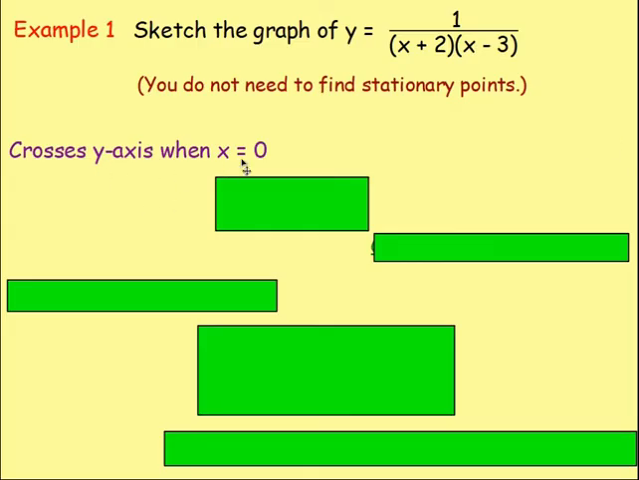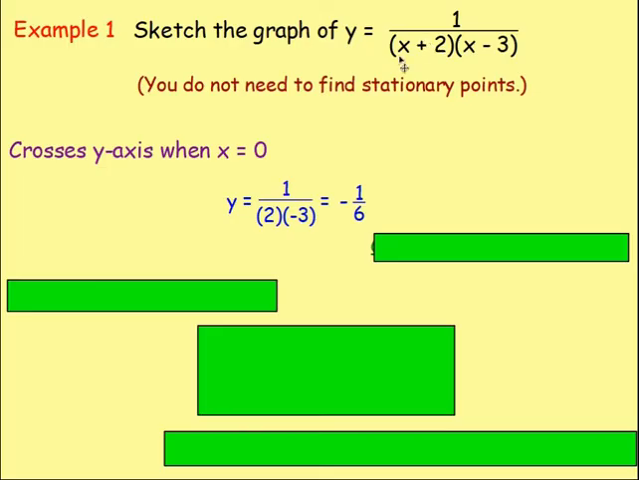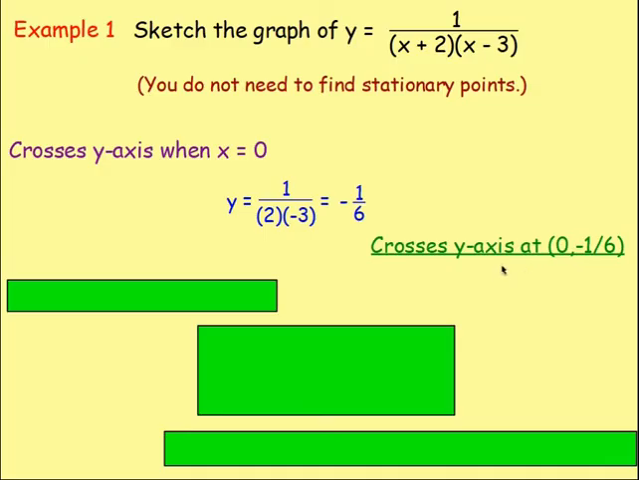We know it's going to cross the y-axis when x equals 0, so let's replace x with 0. Therefore, we would have y equals 1 over (0 plus 2), which is 2, times (0 take away 3), which is negative 3. Multiply them, you get negative 6. So you have 1 over negative 6, or negative 1/6. Therefore, you can say the graph is crossing the y-axis at (0, negative 1/6).